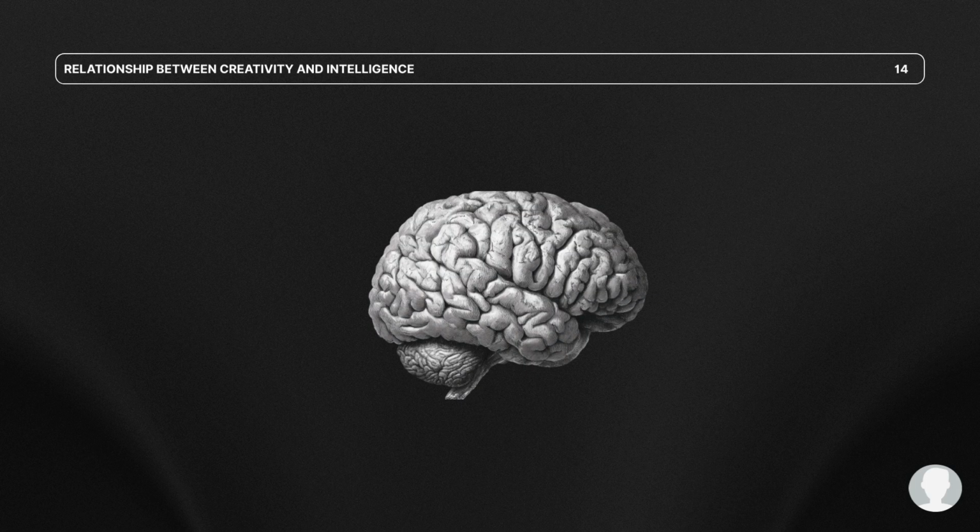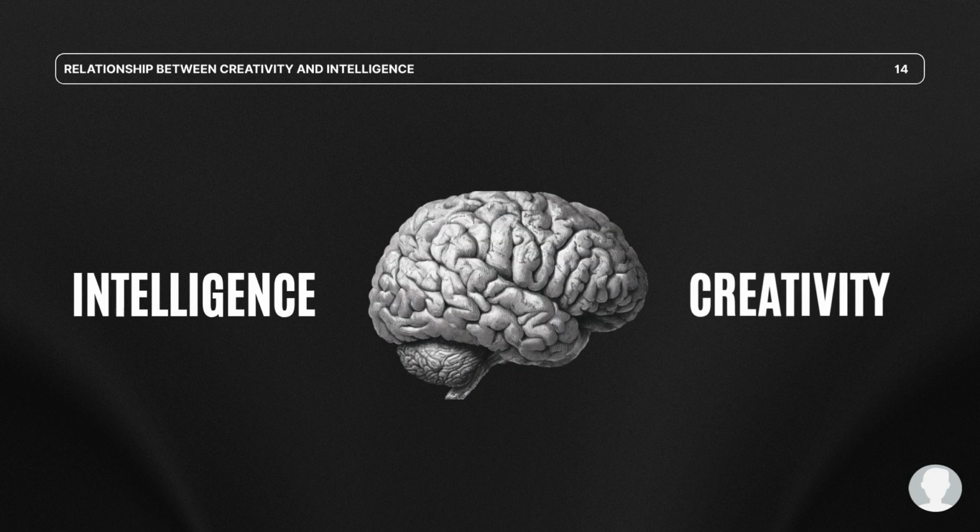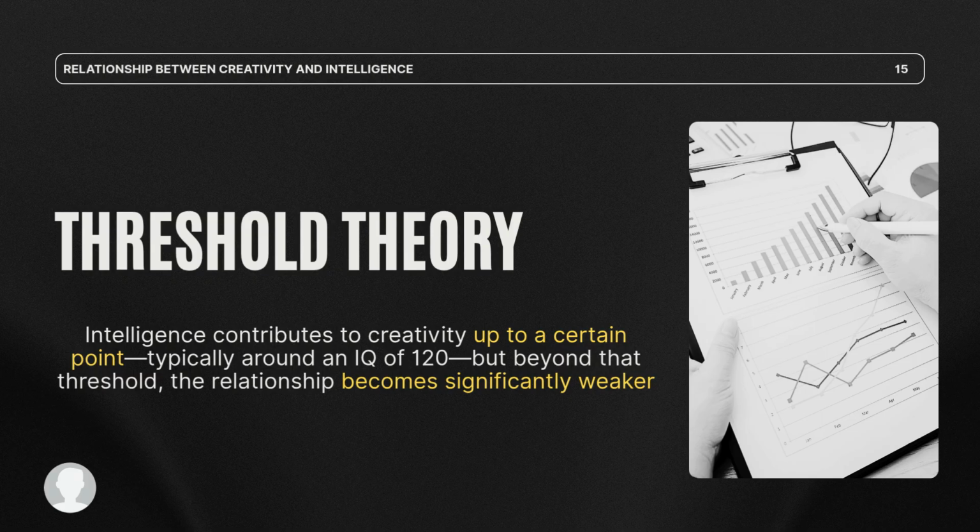Building on Sternberg's investment theory, it is also important to consider how creativity and intelligence are related but not interchangeable constructs. Research suggests that intelligence can support creativity, particularly in terms of problem solving and knowledge acquisition. However, a high level of intelligence does not necessarily guarantee high levels of creativity. This idea is often explained through the threshold theory. The threshold theory proposes that intelligence contributes to creativity up to a certain point, typically around an IQ of 120, but beyond the threshold, the relationship becomes significantly weaker.